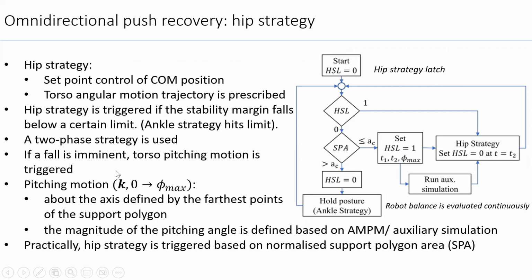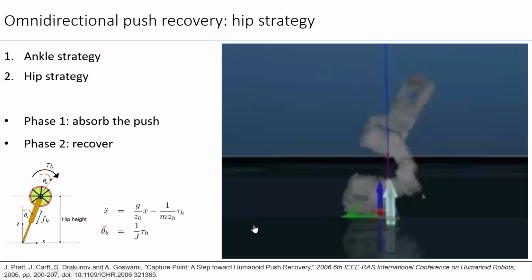Now, how is this angular motion prescribed? This is a two-phase strategy, again inspired from the literature. In the first part, the torso pitches about the probable tipping axis. So this tipping axis K is identified, and the torso tipping motion, or the torso pitching motion, about that axis is defined in two phases. We'll see how. The motion can be derived from a simplified model or faster than real-time full body simulations.